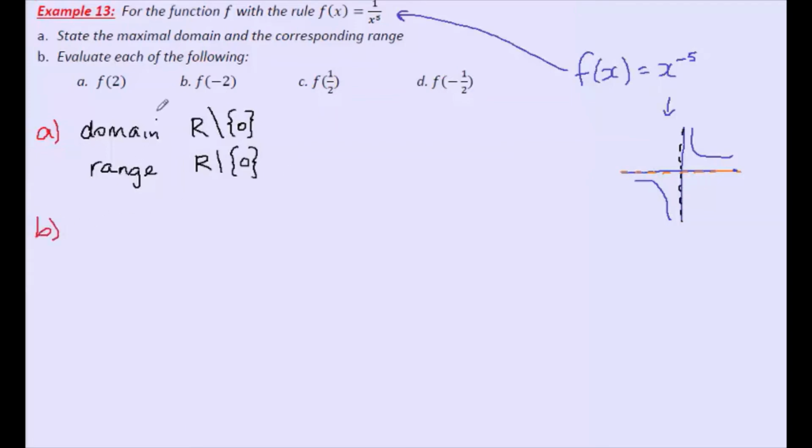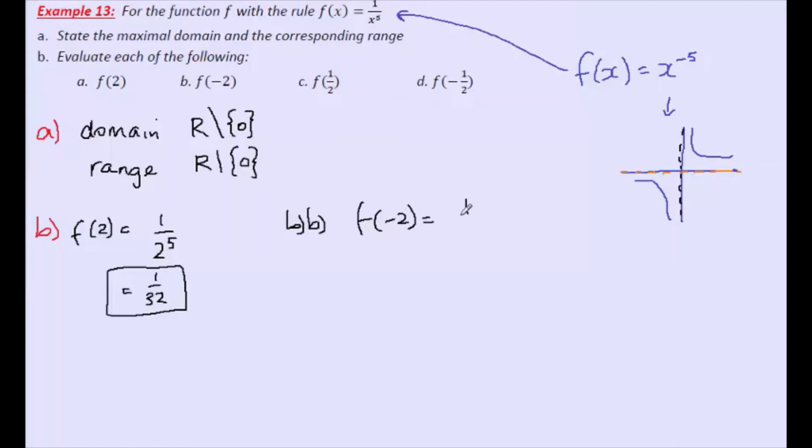Part B asks us to substitute some numbers in. So the function f of 2 will equal 1 over 2 to the power of 5. 2 to the power of 5 is 32, so my answer will be 1 over 32. Part B, second part, f of negative 2, is going to be exactly the same idea: 1 over negative 2 to the power of 5, and that is negative 1 over 32.